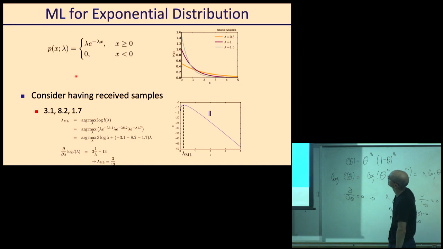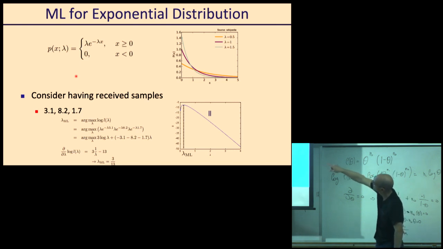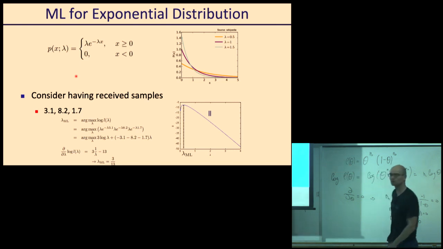Here is a continuous distribution, the exponential distribution. Exponential is of the form lambda e to the negative lambda x. X can only take on positive values here. And lambda is a choice that determines how quickly this decays versus maybe having a heavier tail. You get some samples from the distribution: 3.1, 8.2, 1.7.